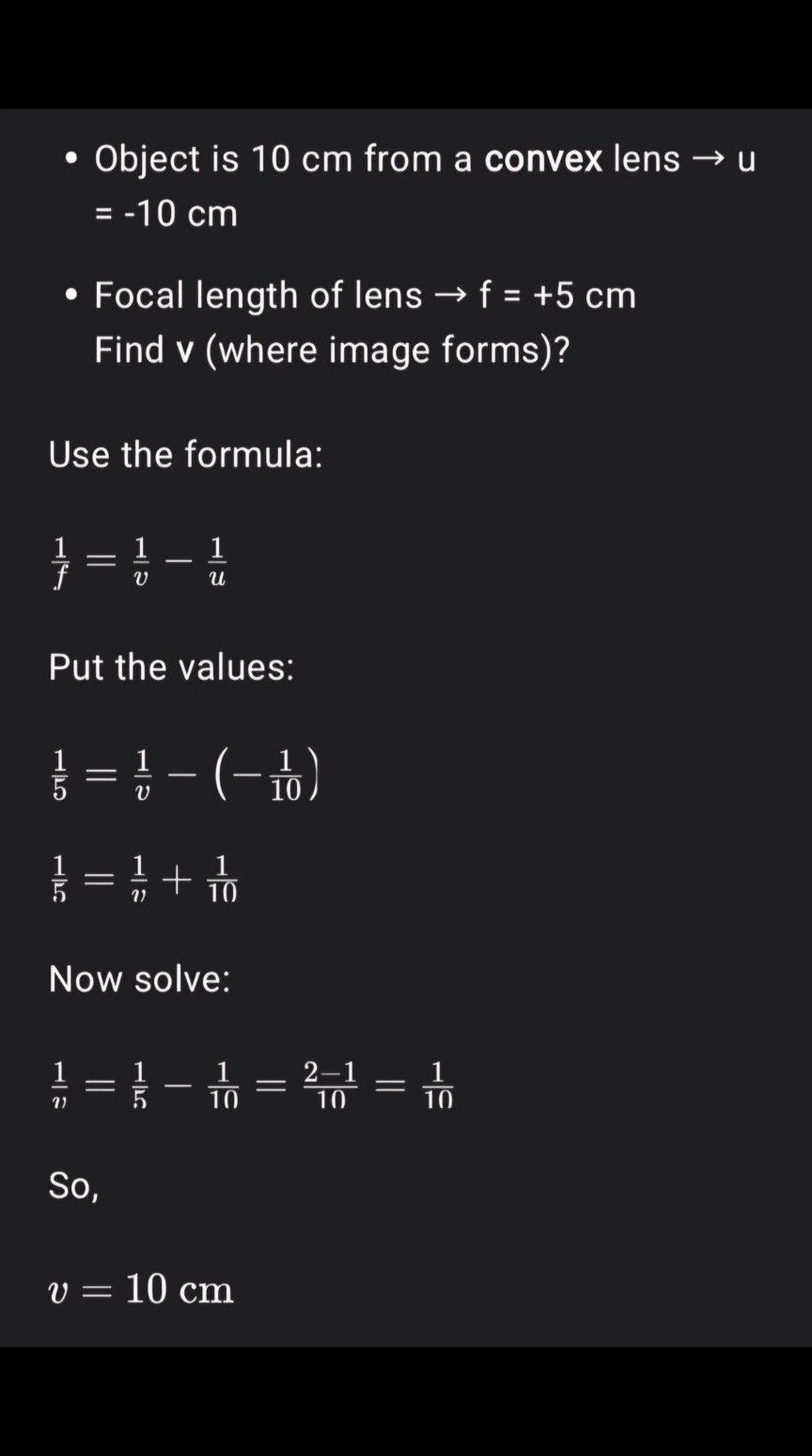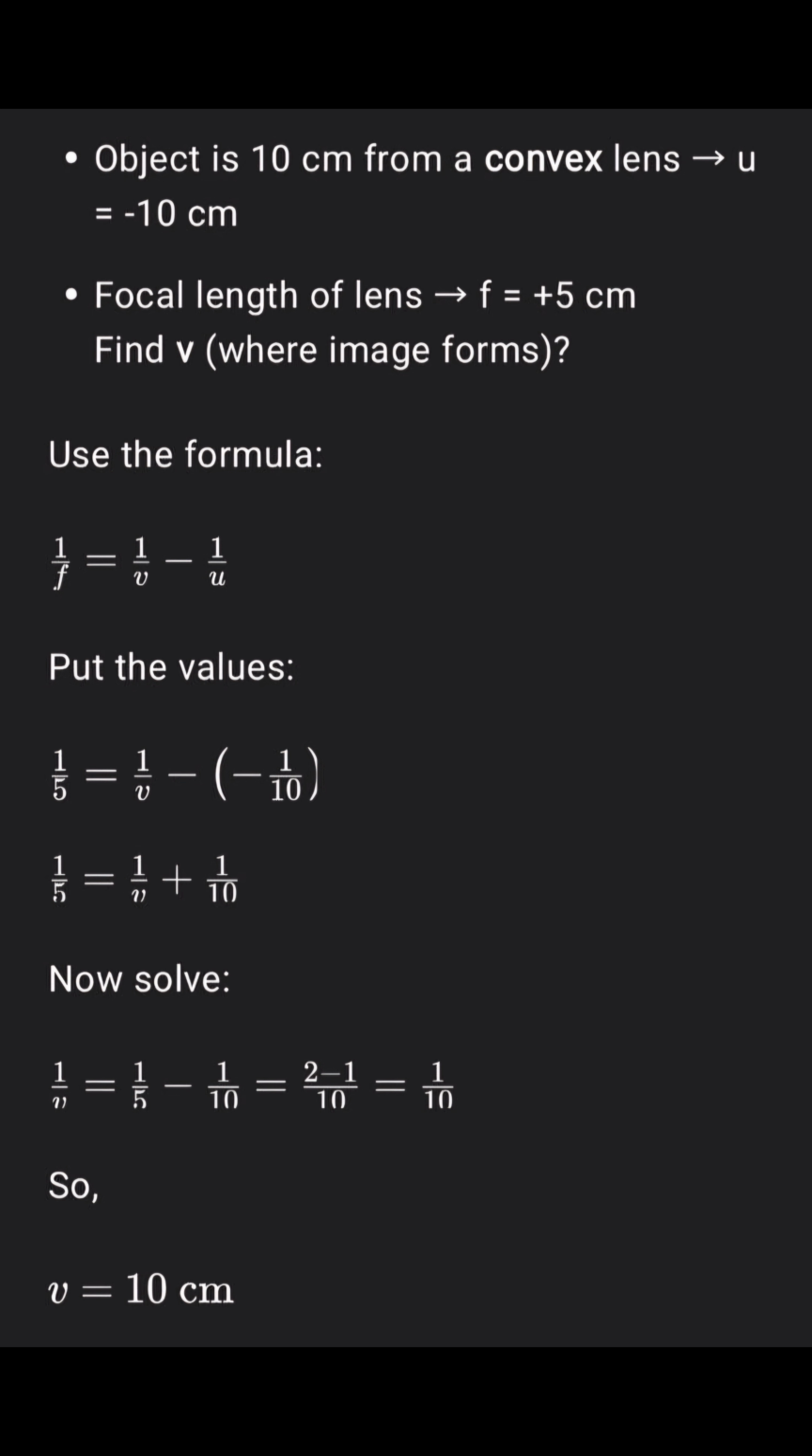If you solve it, you take 1/10 to the other side and take the LCM, so you will be getting 2 - 1 over 10, which is 1/10. So your v is 10 centimeter. That means the image is formed 10 centimeter on the other side of the lens.